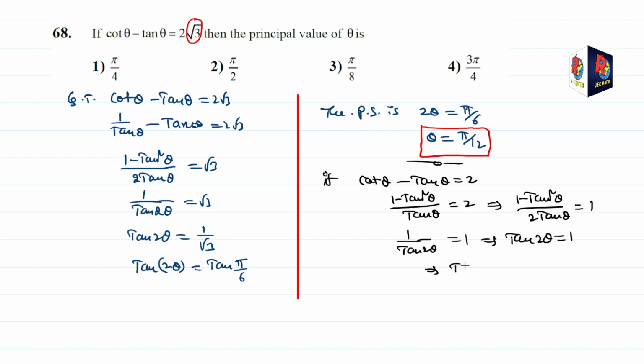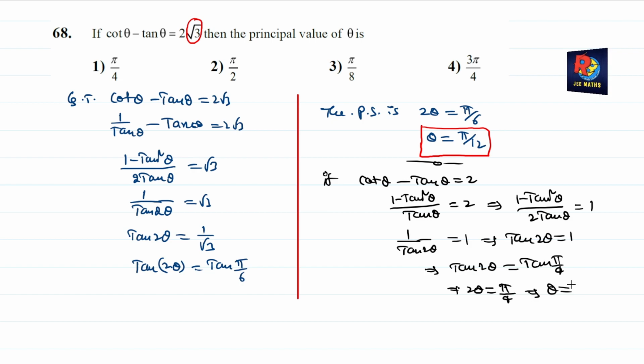So when tan value is 1, it is tan 45 degrees. 45 means pi by 4. Therefore 2 theta equals pi by 4. Therefore theta equals pi by 8. If the question is cot theta minus tan theta equals 2, then the option will be 3. Otherwise, if root 3 is given, there is no option in the given options, it is wrong. The solution will be theta equals pi by 12 only. That one you need to remember.